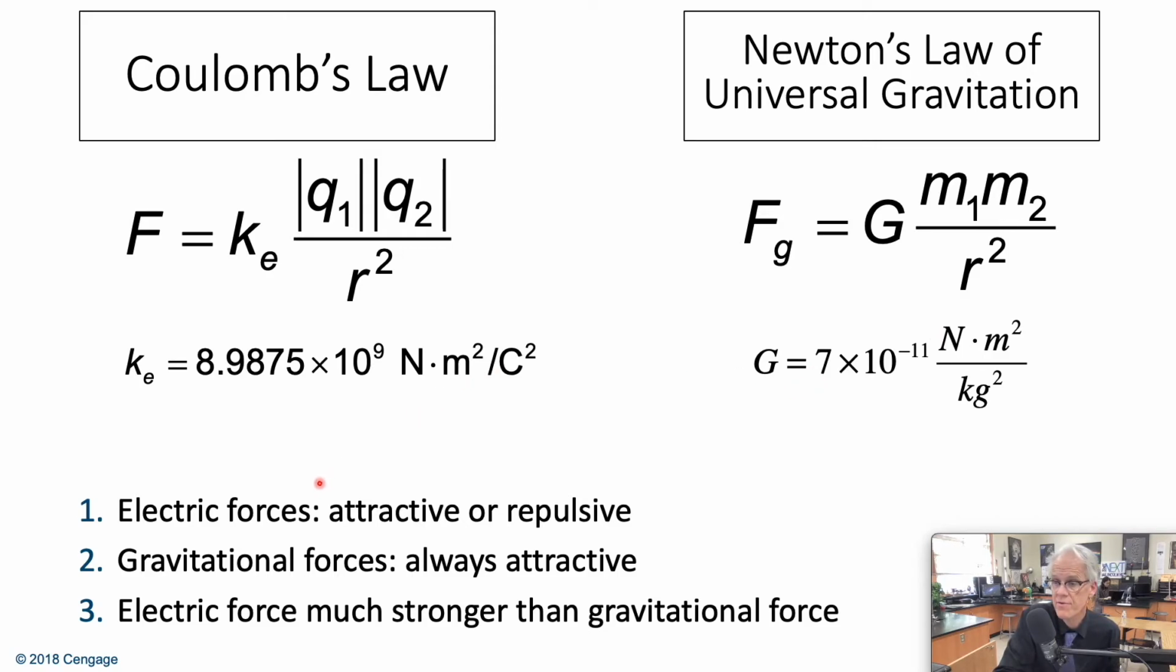Also, electric forces can be attractive or repulsive. Gravitational forces are only attractive. In Coulomb's law, we have the product of two charges. In Newton's law of universal gravitation, we have the product of two masses. But both are inverse square laws. They are both divided by the distance squared.